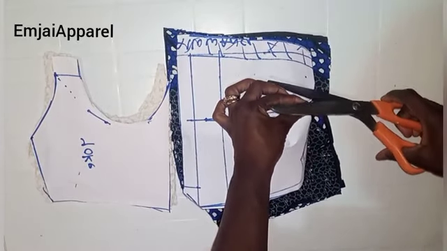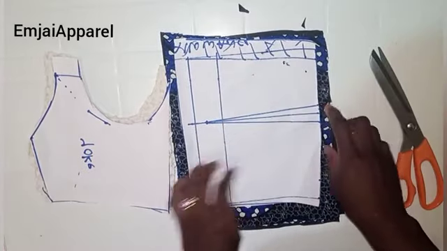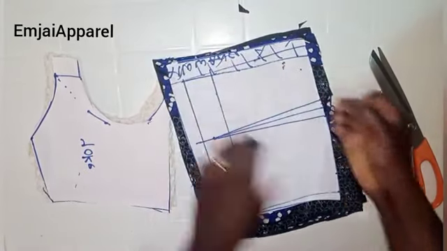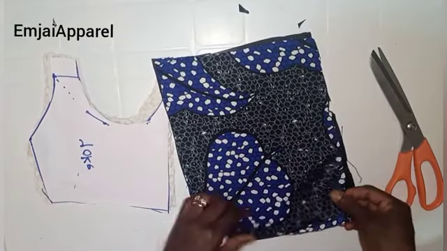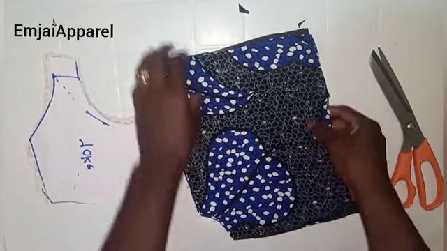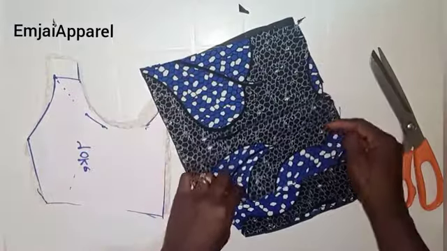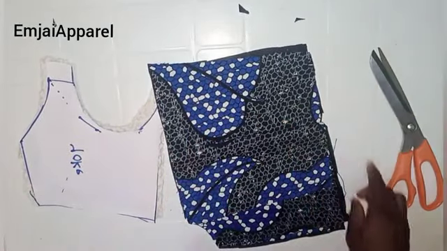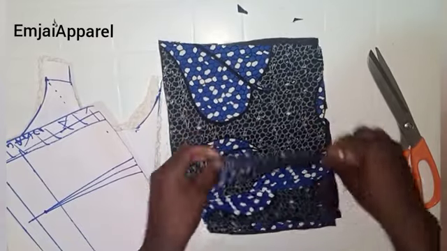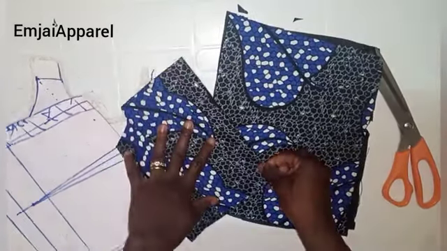So I'll notch it. After notching it, I'm going to go ahead to sew up the darts for the lining and the fabric. I'll be sewing the lining separately and I'll be sewing the fabric separately. I'll go over my sewing machine and do that, after which I'll come back and show you the next step.